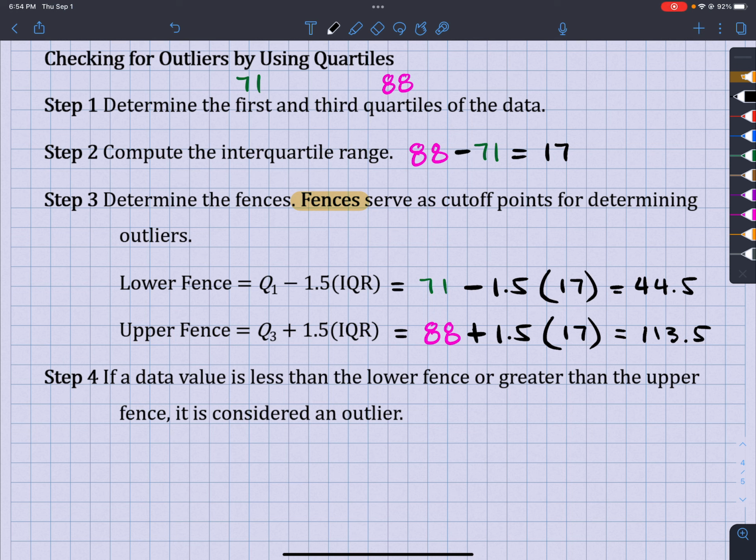So when I look at the data, anything that is outside the fence will be considered an outlier, right? So anything that's outside of this lower and upper fence will be considered an outlier, all right?